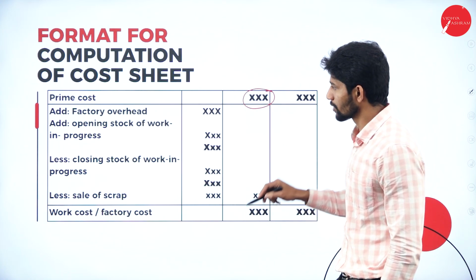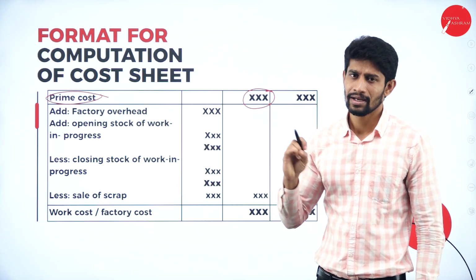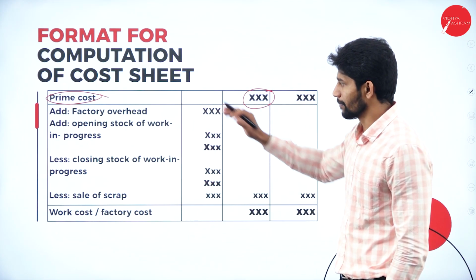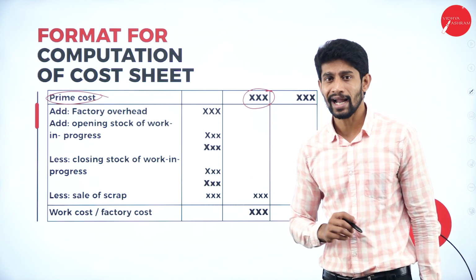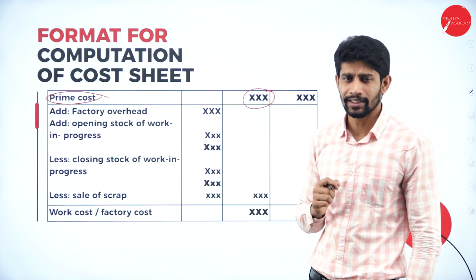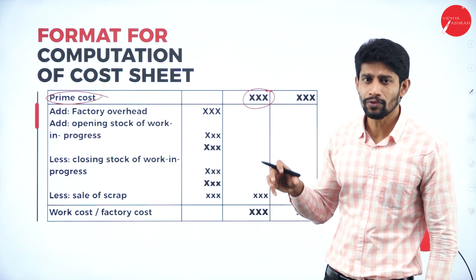Okay, this total is called what? Prime cost. The total of direct material, direct labor, and direct expenses is called prime cost. So for prime cost, add factory overhead. So what is this factory overhead? Factory overhead is nothing but the expenditures incurred with respect to the factory.